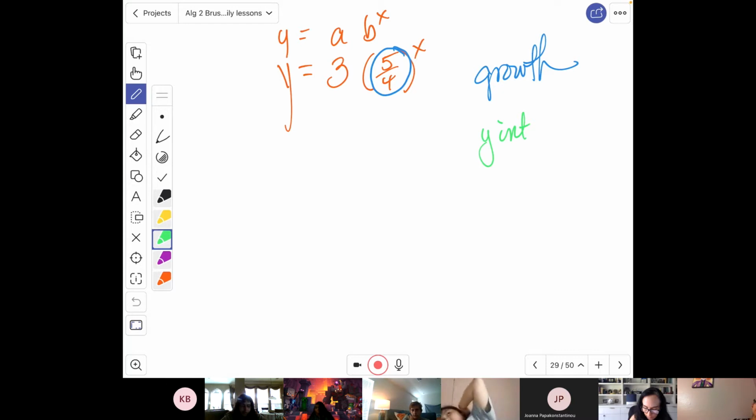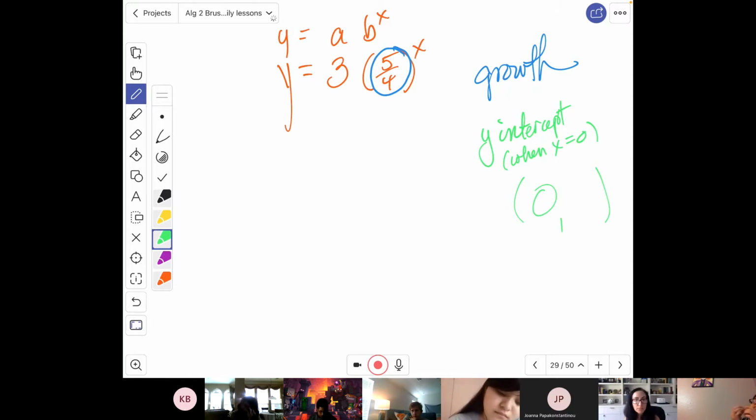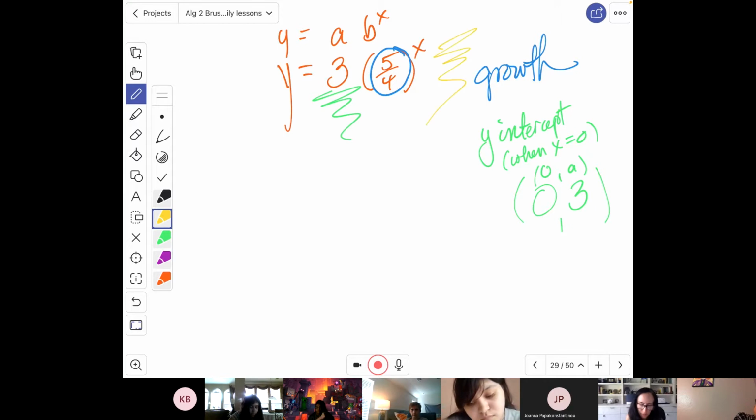Is it the 3 times 5/4? Well, the y-intercept is when x equals 0. It is a point where we cross the y-axis, right? Oh, is it 3 then? 0, 3. Yes, it's always that number. It's always 0, a, unless there's plus or minus something here, but there isn't, right?